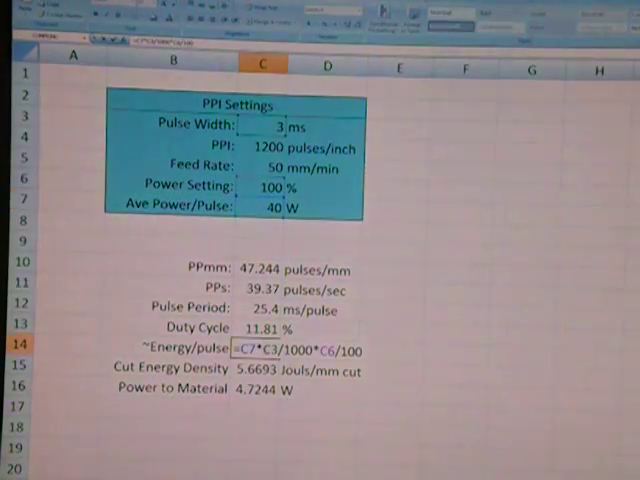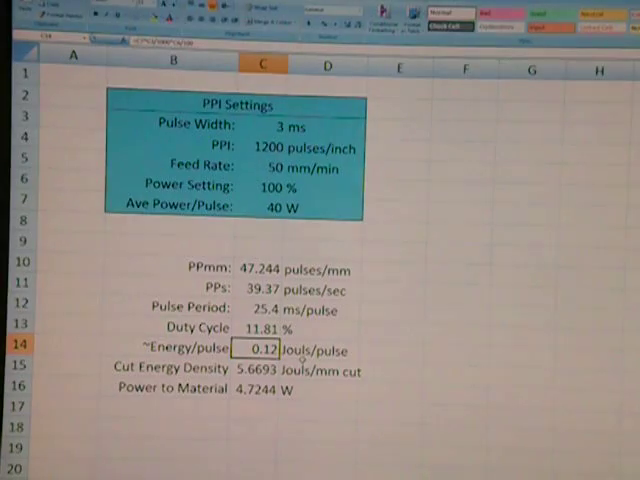So this is simply the average power times the time in seconds, so milliseconds divided by 1,000 gives us seconds, times the average power setting. So this is in fraction, so 100 divided by 100. So this is 1, and that actually comes out to joules per pulse. Now this is what really determines your, shall I say, drill depth of the laser.